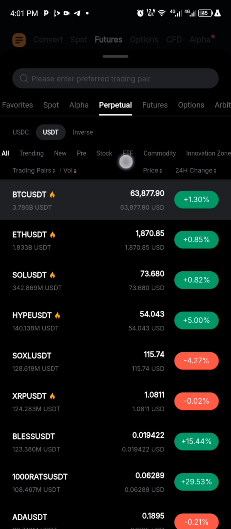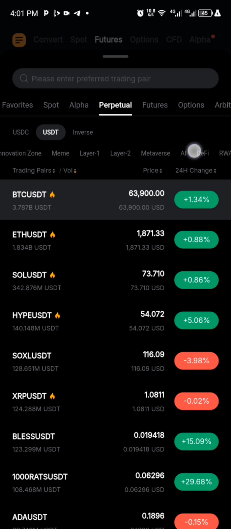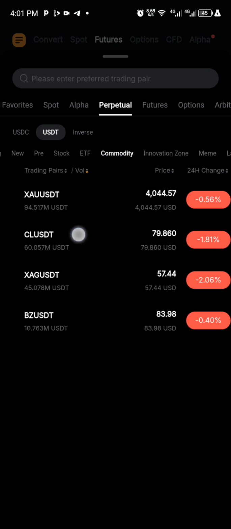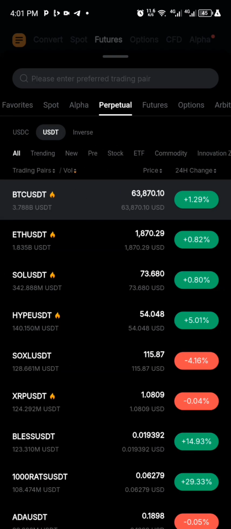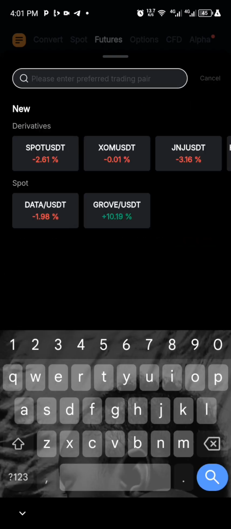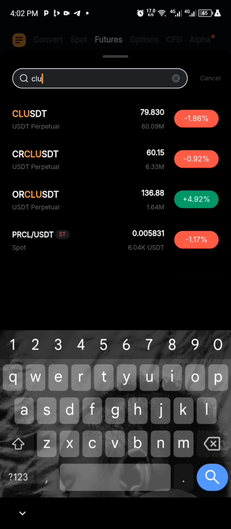As you can see, they have different pairs. For commodities we have gold, oil, and silver. Instead of selecting through different pairs, so that you don't confuse yourself, just go straight to search for the name of the coin. Let's say for instance we want to trade oil. The name of oil is CUUSD. As you can see, we have different results. This one is under spot. Like I said, this one is USDT perpetual. So we are looking at this one here, and we click on it.